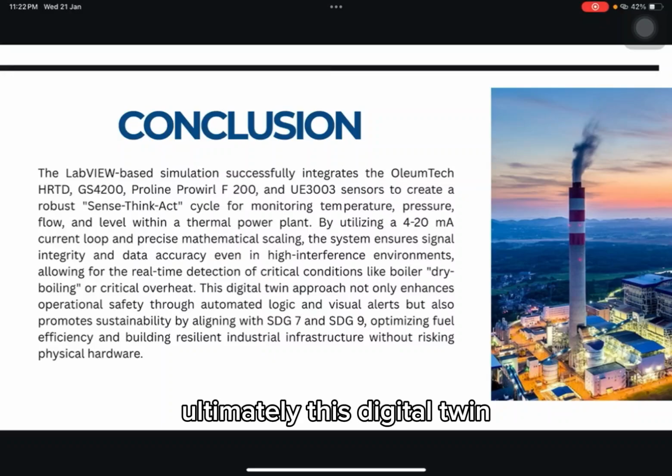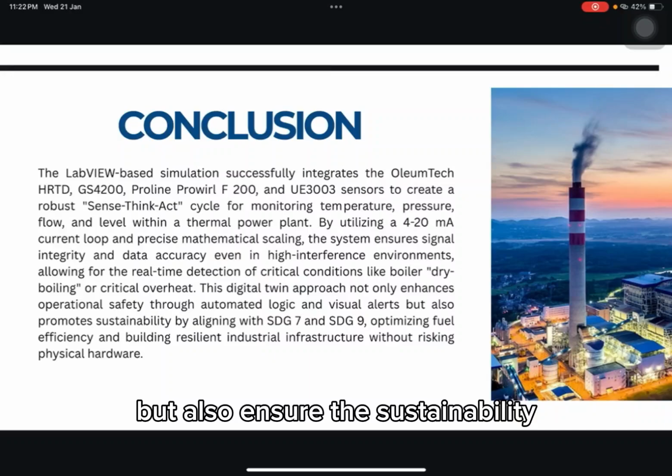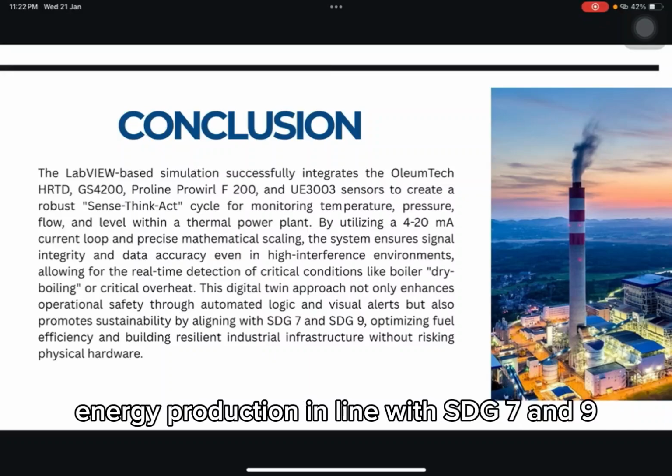Ultimately, this digital twin proved that precise instrumentation not only protects infrastructure but also ensures sustainable energy production, in line with SDG 7 and 9.